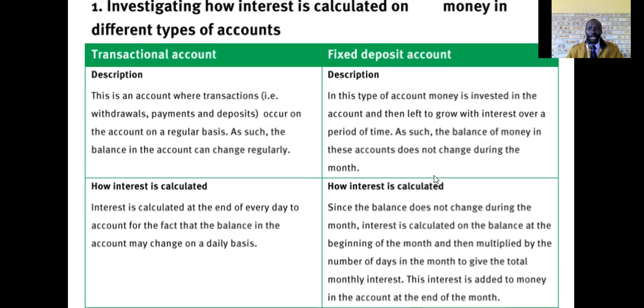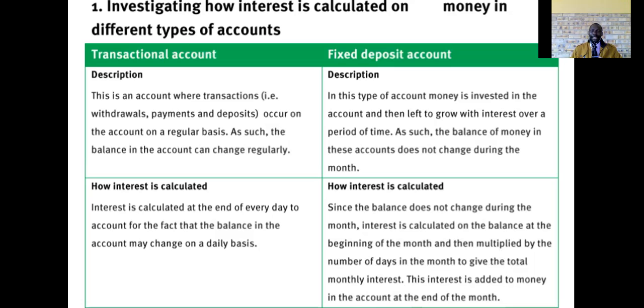Now here is the question. How is interest calculated in this case? Well, since the balance does not change during the month, interest is calculated on the balance at the beginning of the month and then multiplied by the what? By the number of days in the month to give the total monthly interest. This interest is added to the money in the account at the end of the month. See that? So yes, that is how the interest is calculated.